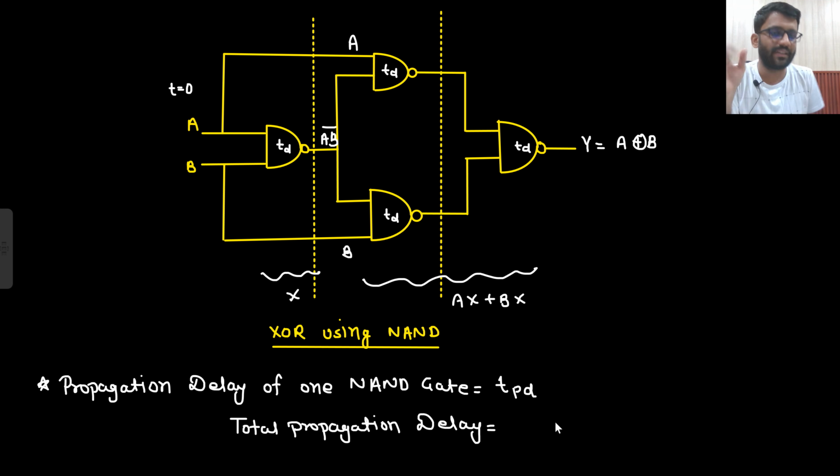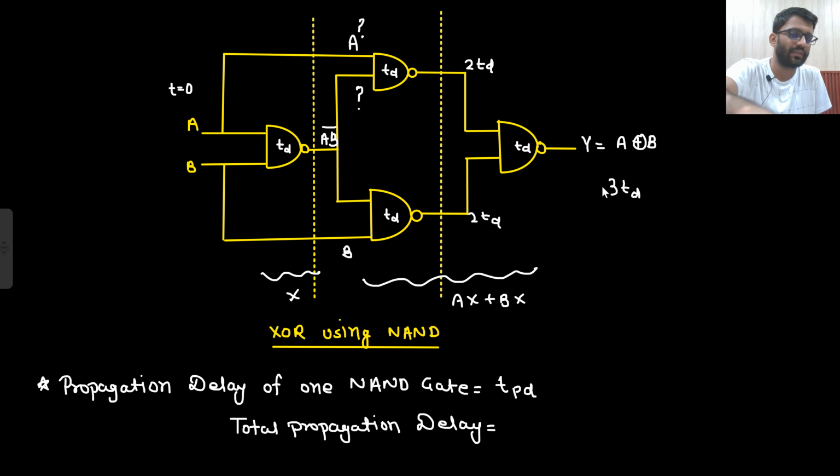TD plus TD plus TD. After TD time there will be some input here, and at t equals 0 only there will be some input here. So this input will wait, because the other input will come after TD time. After 2 TD you will have something here, and after 2 TD plus TD, that is 3 TD, you will get your output. So there are 3 levels, level 1, level 2, level 3. There are a total of 3 levels.